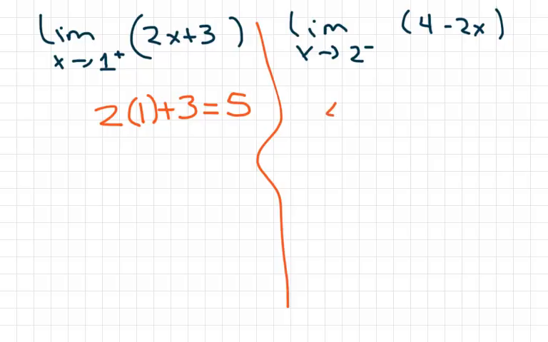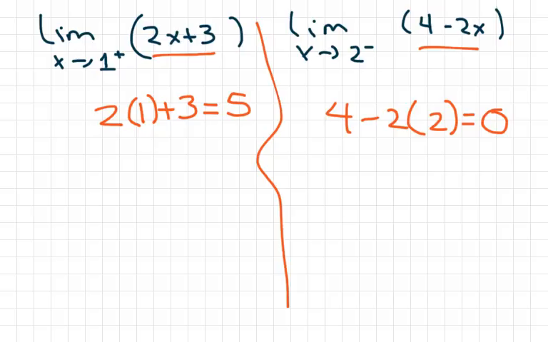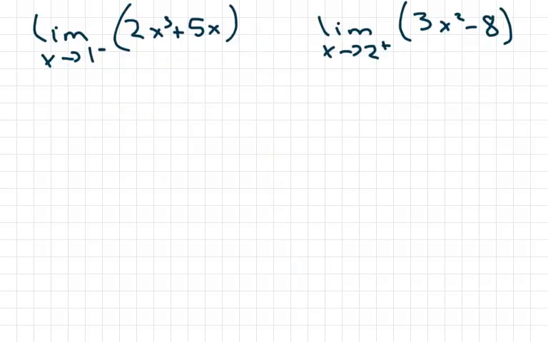This one's going to be 4 minus 2 times 2. And that's going to equal 0. So you're just plugging in, because these are linear functions and they're very continuous. We're not dealing with piecewise functions. Same with these. These are cubic functions and square root functions, and they're continuous. So we're just going to plug in the 1.